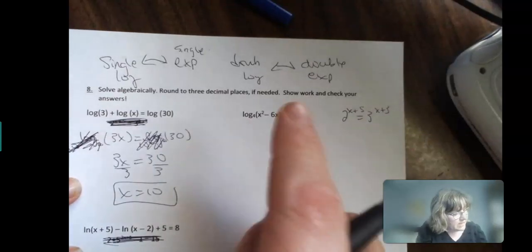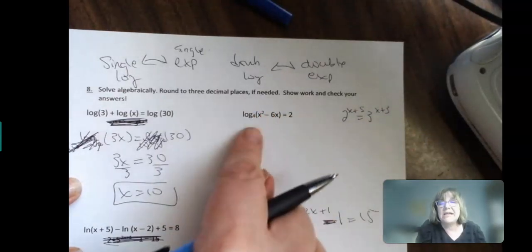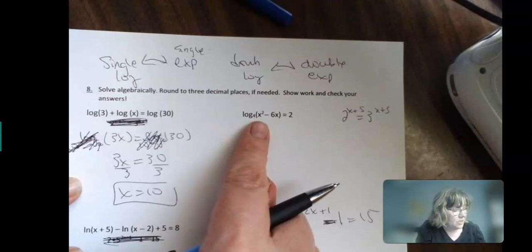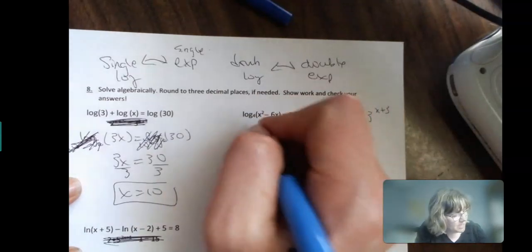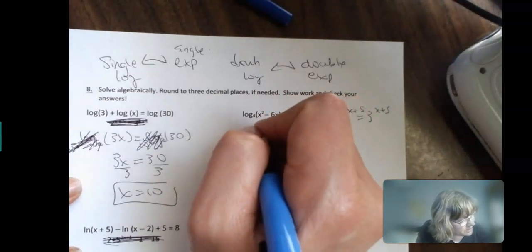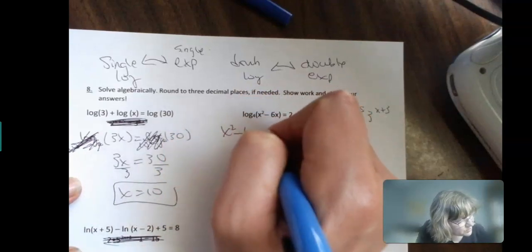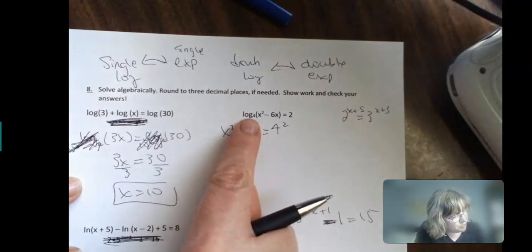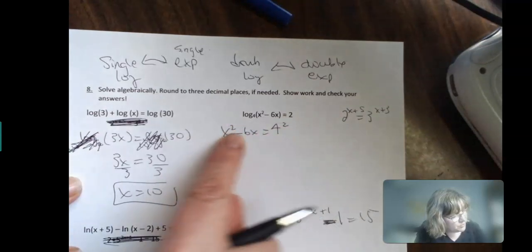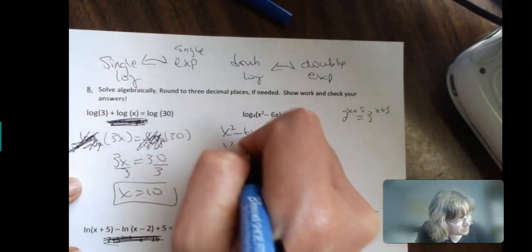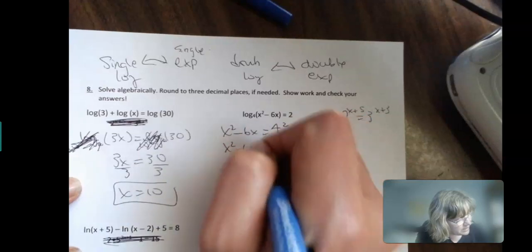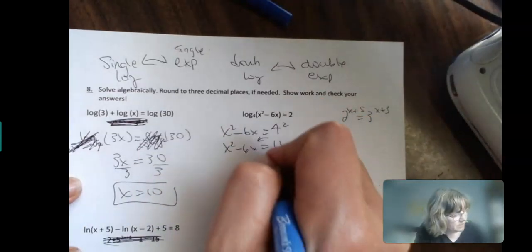All right, let's look at this guy. He is a single log. He's already isolated. Do you see that? So single log, so I'm going to go to single exponential. All right, logs eat answers and spit out exponents. And so the base is 4. So there's my base, there's my exponent, and the answer is over here. All right, so I get x squared. So this is definitely a quadratic. I'm going to bring the negative 16 over.